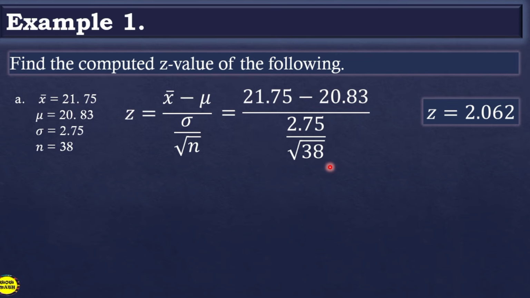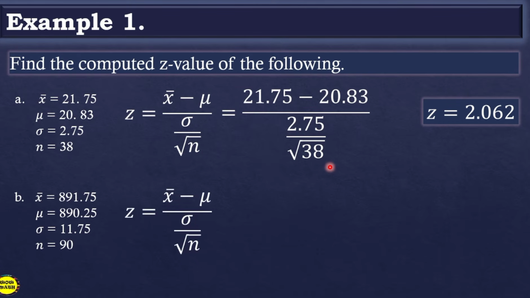Mas maigi class na i-round off natin yung final answer natin into 3 decimal places. So, therefore, the computed C value is 2.062. Next. The given sample mean is 891.75. The population mean is 890.25. The population standard deviation is 11.75. And then the sample size is 90.